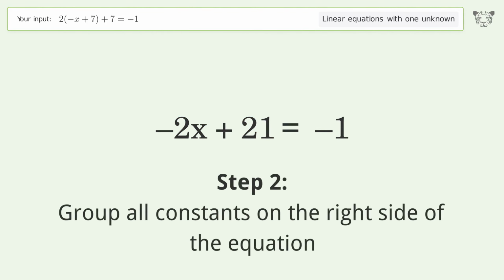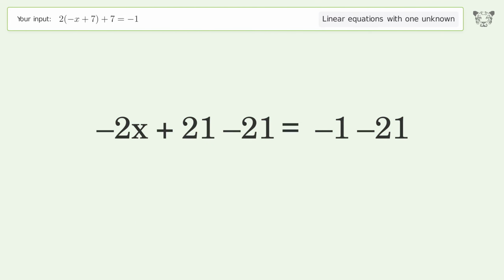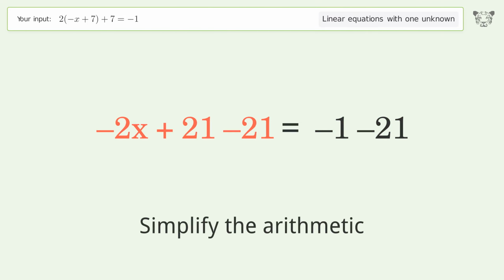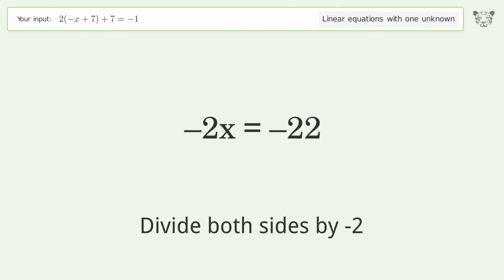Group all constants on the right side of the equation. Subtract 21 from both sides. Simplify the arithmetic. Isolate the x. Divide both sides by -2.